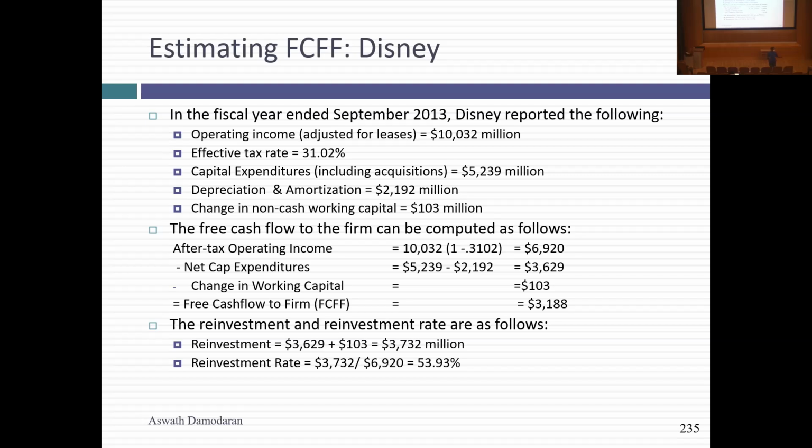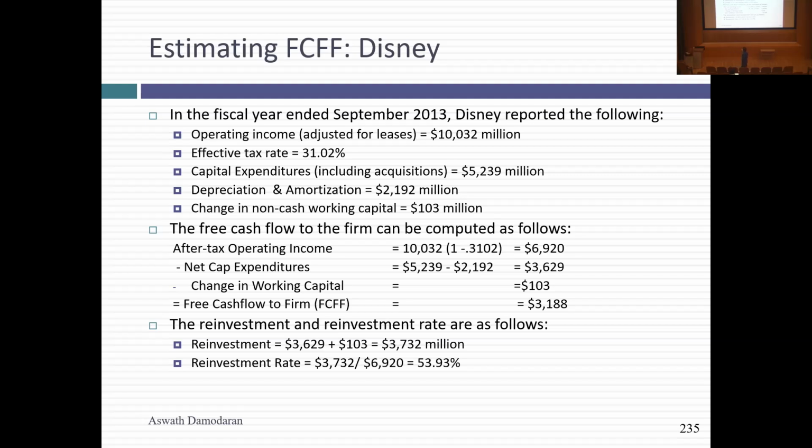Accountants don't like that. They think of them as different. I think of them as pretty much the same numbers, operating income. And then I act like I pay taxes on that operating income. Let me explain. You've got an operating income of 10,032, and I've adjusted for leases because remember in 2013, accountants were not doing that for me. You don't have to do it now because today's operating income should already have that lease adjustment.